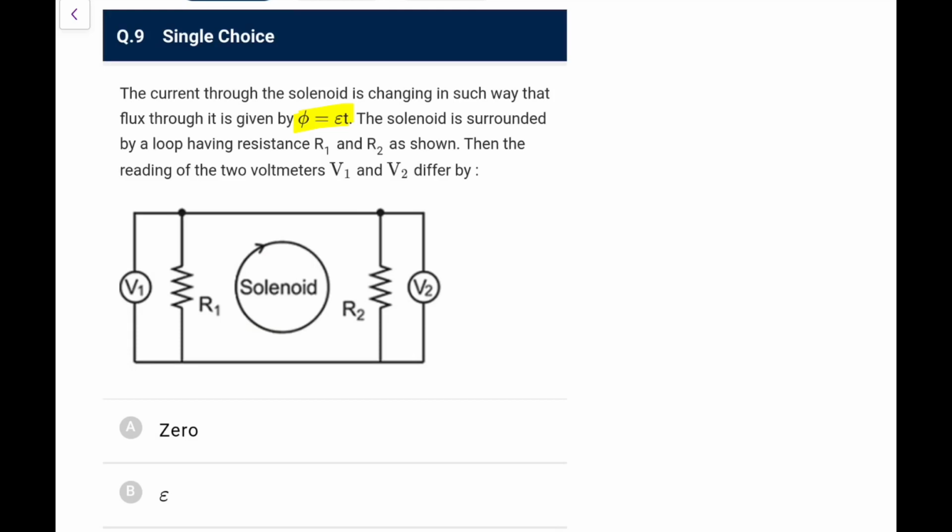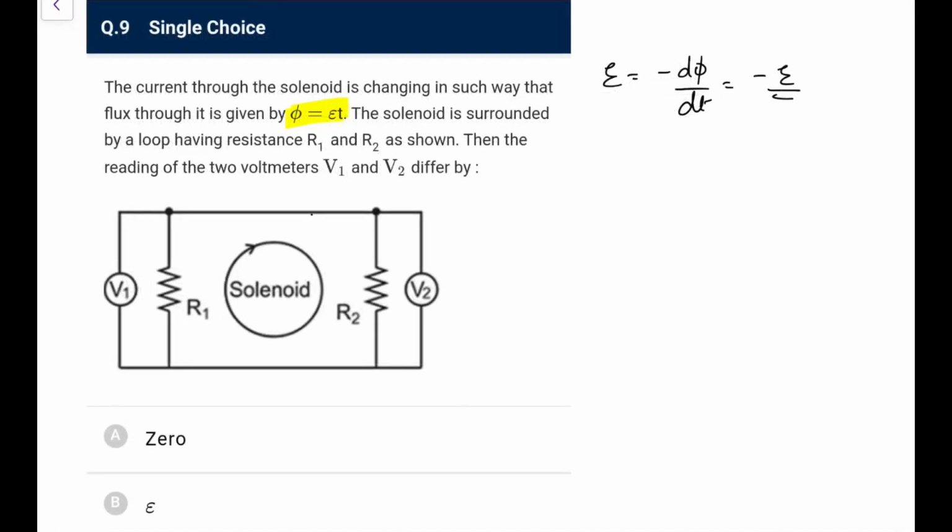You need to remember, first of all, because the flux is changing, it will act as a battery, and the battery E you can write as minus d phi by dt. That basically comes out as minus E. The minus doesn't matter because it would just be some polarity. So it will be the only battery, and these two resistors will be in series.